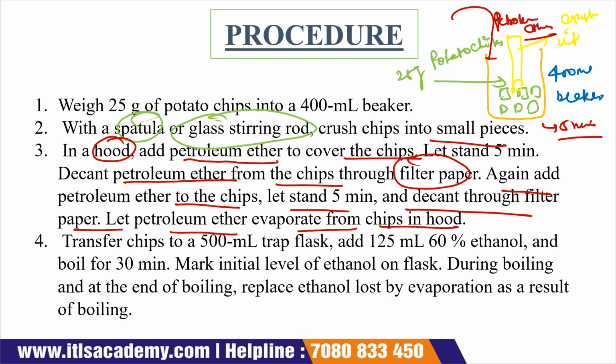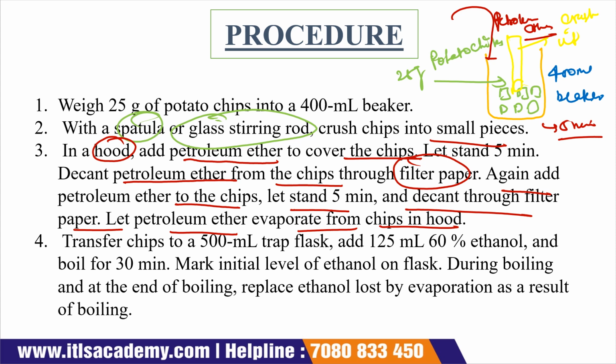So first of all, in a hood we add petroleum ether and cover the chips. Okay, and leave it for 5 minutes. Then we decant the petroleum ether from the chips with the help of this filter paper, and again we add the petroleum ether to the chips and leave it for 5 minutes and decant through the filter paper, and again we allow the petroleum ether to evaporate from our chips.